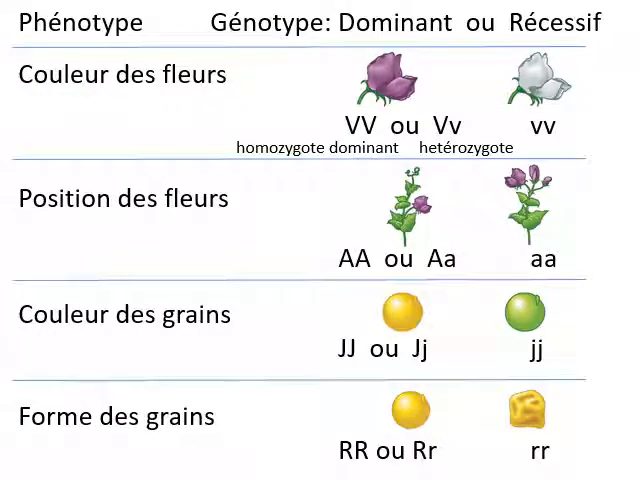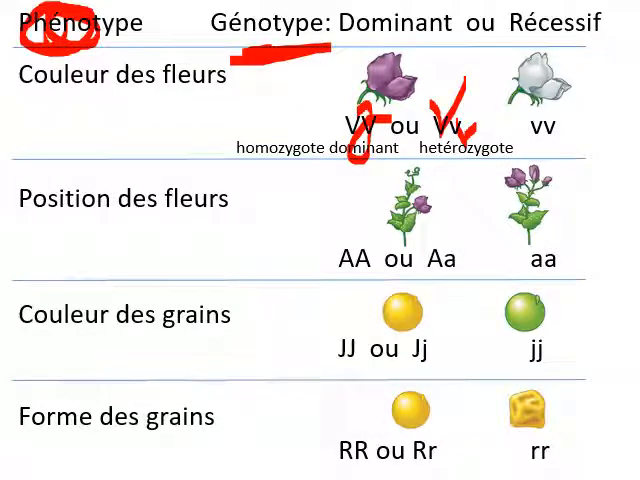Remember that genotype refers to the genes. A purple flower can have two purple genes or alleles, or it could have one purple allele and one white allele, and it would still look purple. The phenotype is what we see. It is the color.